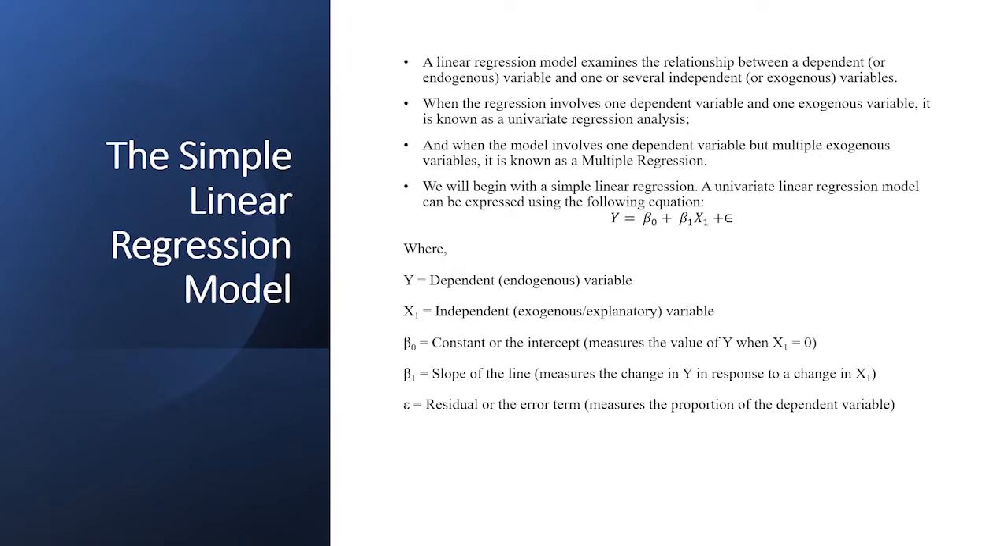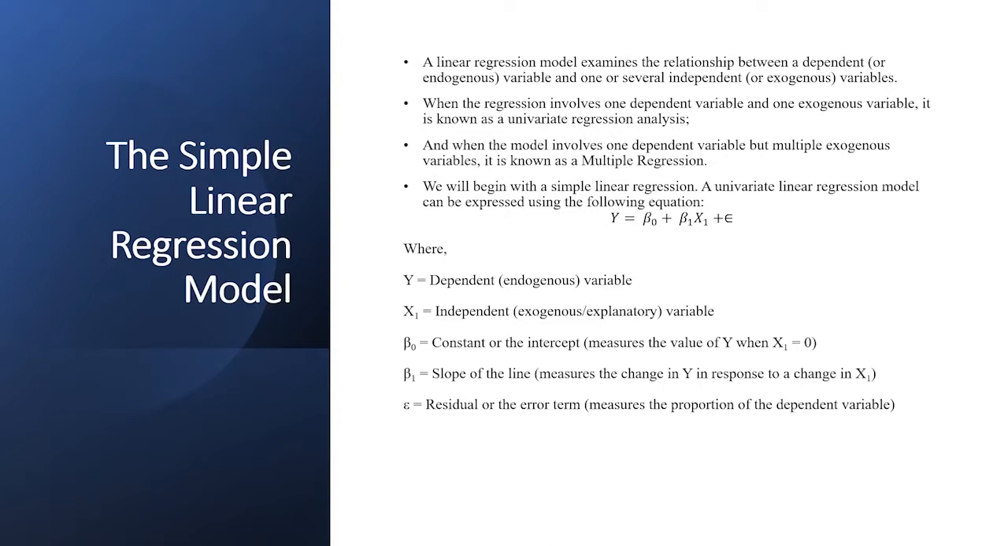Now, because you can't capture every little thing that happens in the world in one model, we allow for what's known as residuals in a model. So there will have to be some proportion of the dependent variable that will not be captured in this model by the explanatory variable. So that's the residual, or another way of saying it is the error term, okay? So what is the proportion of the dependent variable not being explained by the exogenous variable? That's what we are measuring by the residual. So here the residual is being represented by epsilon.